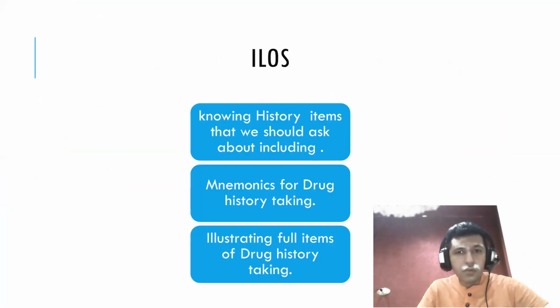So we are going to know the following. We have to know the history items that we should ask about. Also, we should know the mnemonics that help us remember how we ask about the drug history. Also, we will illustrate all the items of history that we should cover during this.